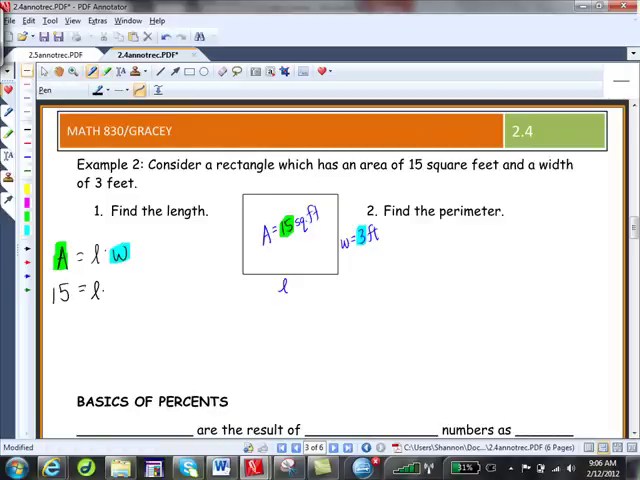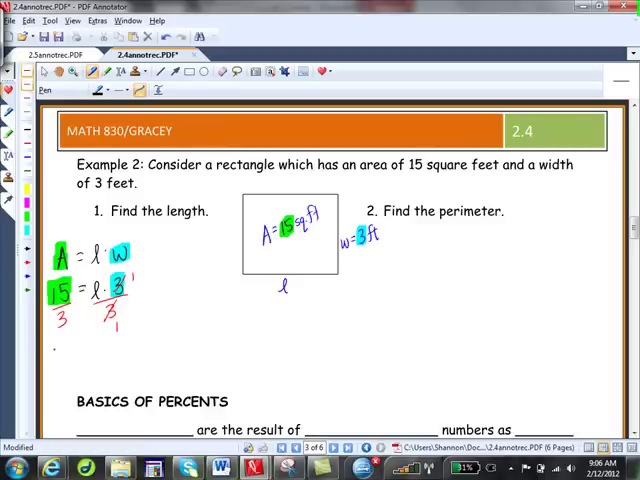So we're going to be able to actually plug these in. That was our width. And here's our area. And we're going to be plugging these in and isolating L. So how do I isolate L? Good. We're going to divide both sides by 3, or equivalently, we'd be multiplying by a third.